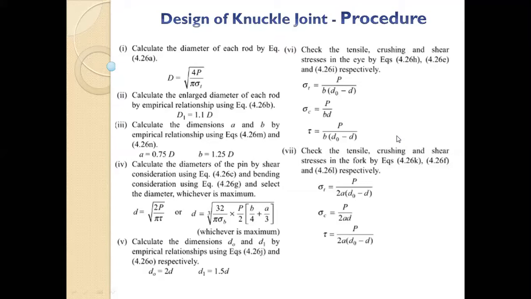If it is given in your problem that your knuckle pin and your iron fork are made of different material, then we have to calculate them separately, sigma T, sigma C, and tau, and use them. And if it is not mentioned, then we will assume that all of those are made of same material, and sigma T, sigma C, and tau will be same for all.